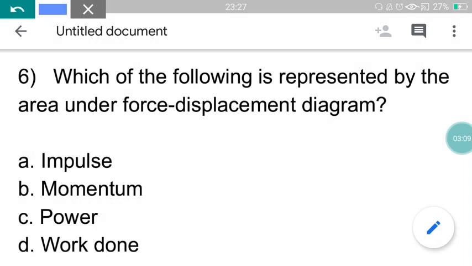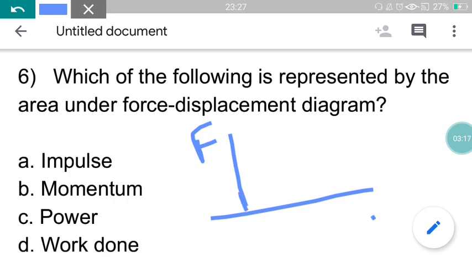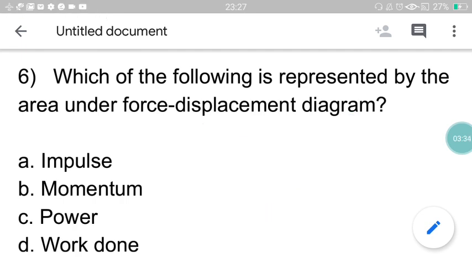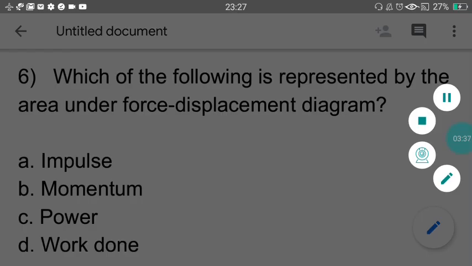Question number 6. Which of the following is represented by the area under the force and displacement diagram? This is a force versus displacement diagram. What they are asking is what the area under the force and displacement diagram represents. It is nothing but work done. So the area under the force displacement diagram will be work done.